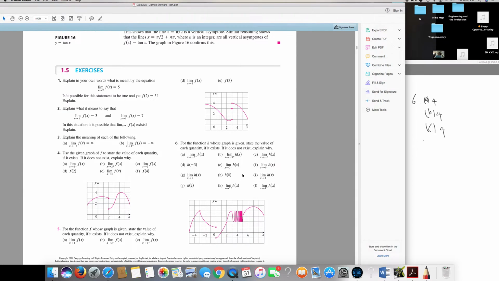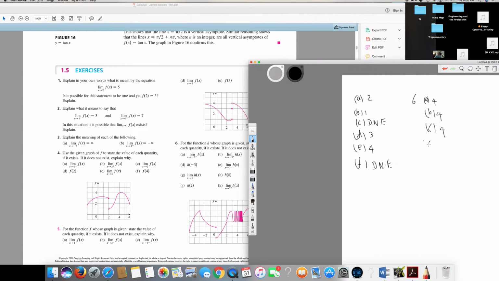And the next one is what? h of -3. h of -3 does not exist, because at h of -3 you see it's an open dot. It means there's no value in that place, so it does not exist.